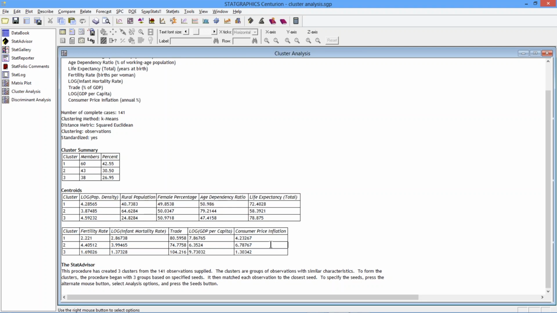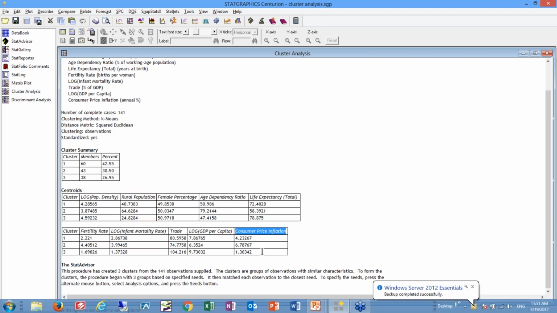There's also a huge difference in consumer price inflation. Look at this. About 4% in cluster 1, almost 7% in cluster 2, and only 1.3% in cluster 3. So if you look at the centroids, you get a pretty good idea also of how my various clusters are defined.